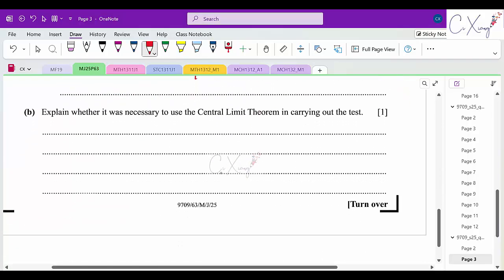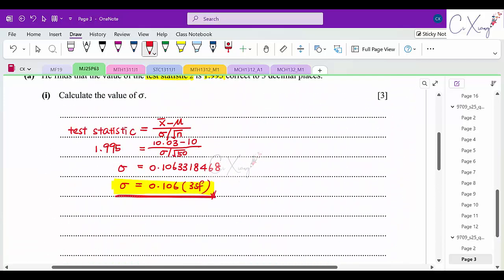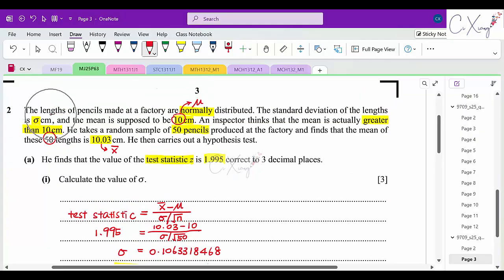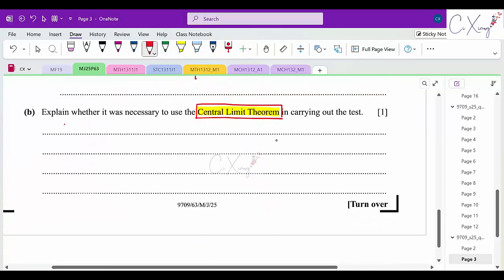Then let's look for part number B. They ask you to explain whether it was necessary to use the central limit theorem in carrying out the test. When we want to decide whether the central limit theorem is used or not, we just need to check whether the population is normally distributed or not. Okay, so from this question, you can see that they already tell you from the beginning of the question that this population is normally distributed. When the population is normally distributed, then we don't use the central limit theorem. So the answer is no, because we already know that the population is normally distributed.